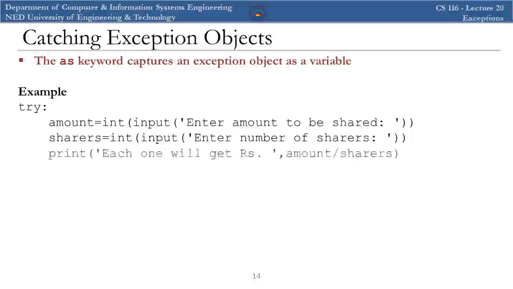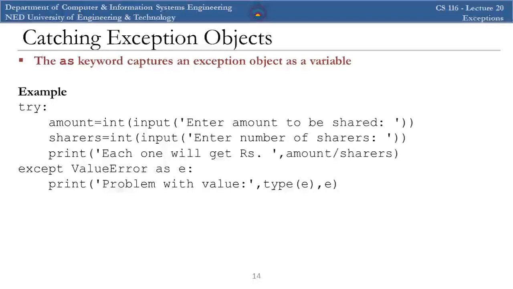The same try block is unchanged. In the except block, now I'll try to catch that value error object. So what I have to do is write except ValueError as E. That means if this value error occurs, that exception will be caught, and that exception object will be linked to this variable name E. Then I can use this E to print that object or see other aspects of that object.